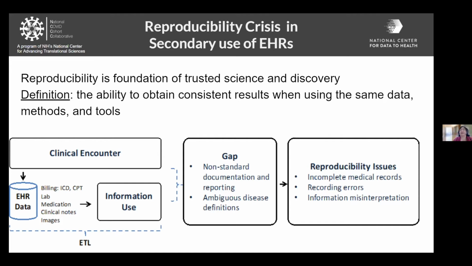So go back to the reproducibility crisis of secondary use of EHR. We believe clinical NLP is a missing piece, and we do want the community to pay attention to this, across the CTSA, across the consortium. We want to say reproducibility is not just the foundation of trusted science discovery. How can we adopt open science principles to handle that? How do we obtain consistent results when using the same data, methods, or tools? But if your data are not available, or the methods to get data are not consistent with each other, we also face the reproducibility of the data issue there.